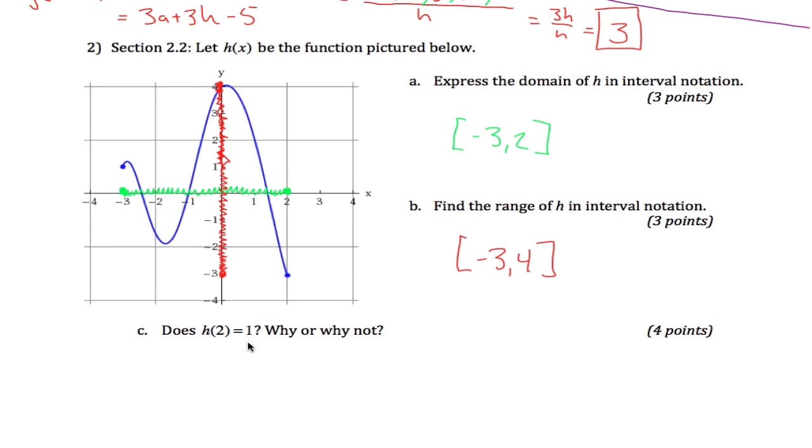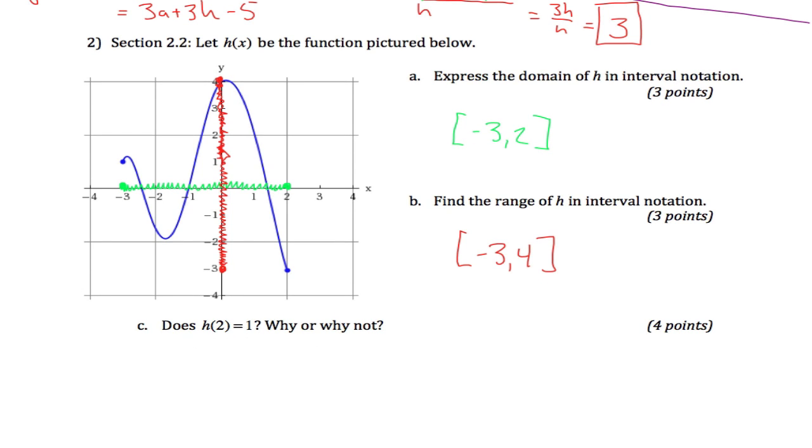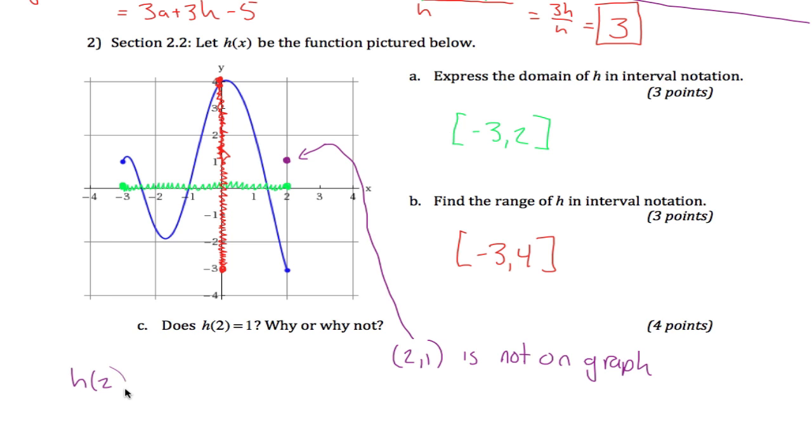And the question says, does h of 2 equal 1? Why or why not? The answer to this is a resounding no. What h of 2 is saying is this function, when you put in 2 as the input, what output comes out? Another way to think about it is, what is the height of this graph when x equals 2? Well, x equals 2 right here. So 2, 1 would be up here. This is this point. 2, 1 is not on the graph. So because that point's not on the graph, what we know is that h of 2 does not equal 1.